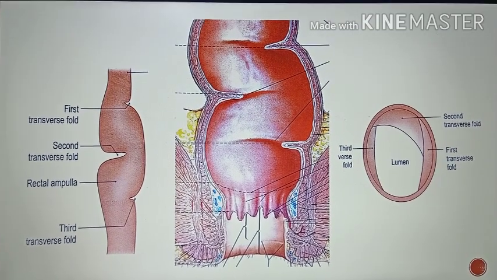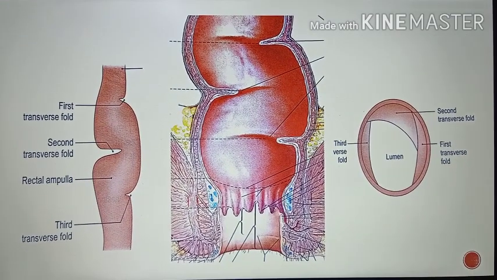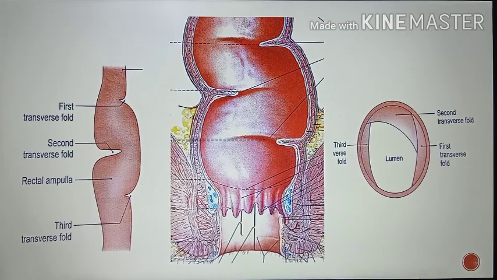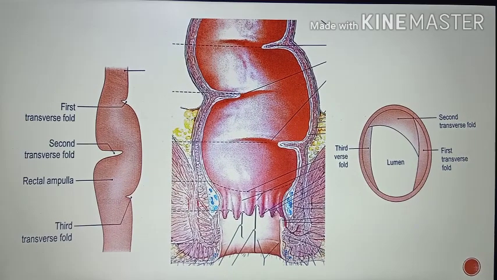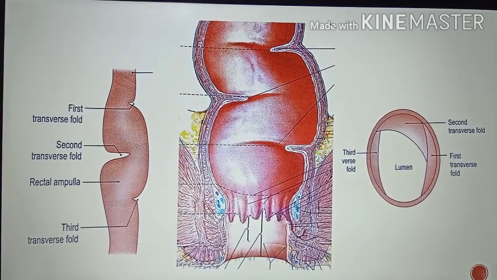The function of these walls is that they provide support to hold the feces and prevent excessive distension of the rectal ampulla.